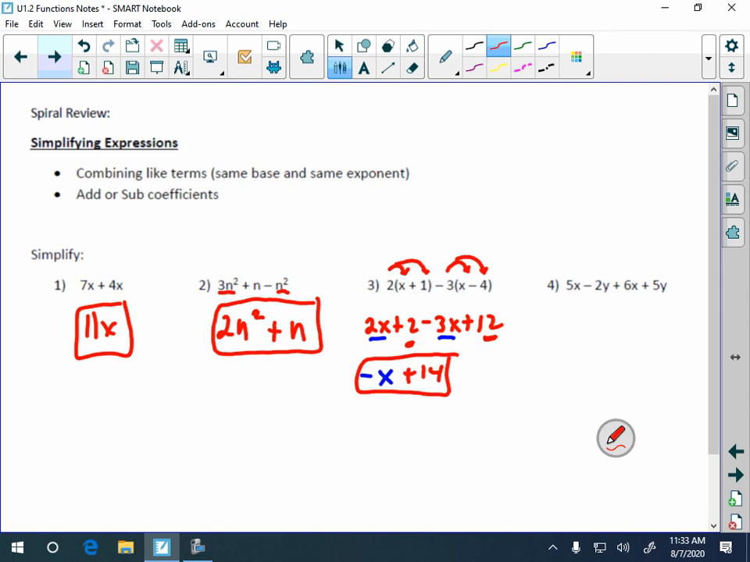All right, and then number 4, we have a 5x and a 6x. Those can be combined. That's 11x. And then we have a -2y and a +5y, and that's plus 3y. And that's as far as you can go on that.